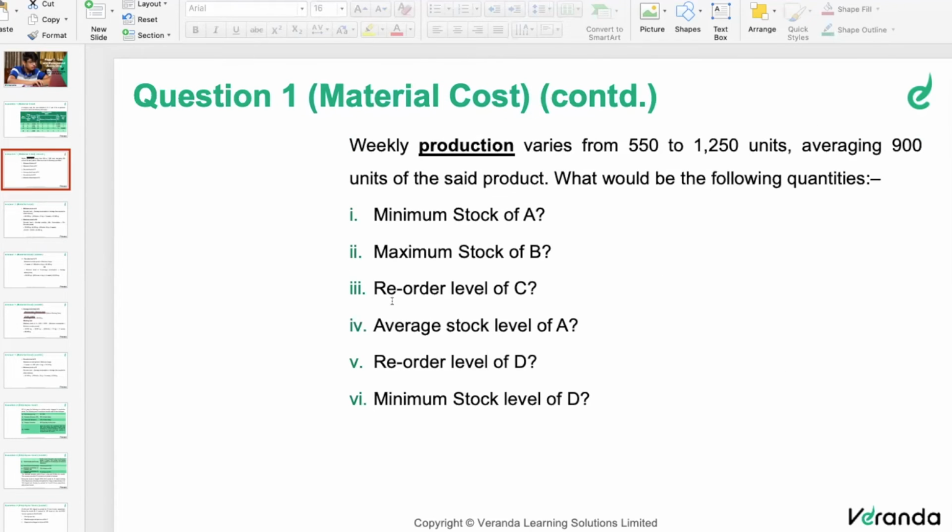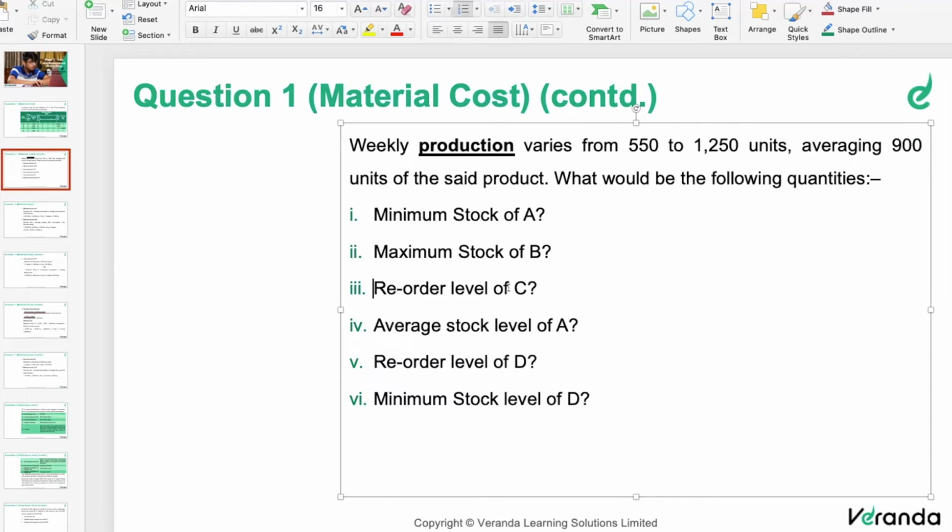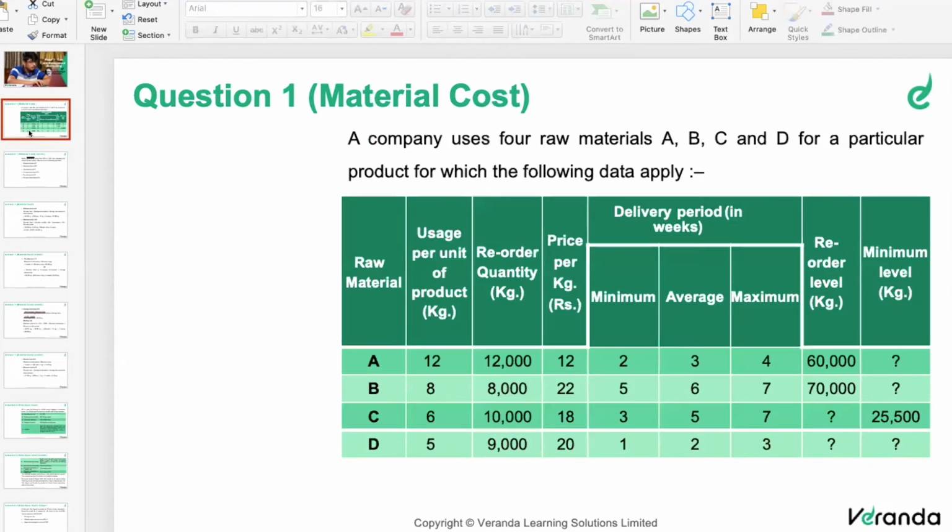Then the next one is the reorder level of C. What is the formula for reorder level? Maximum usage into maximum lead time. For C, the maximum lead time is given in this question. What about the maximum lead time? 7 weeks. Maximum usage: can you please tell me how to compute maximum usage? Similar to the previous problem.